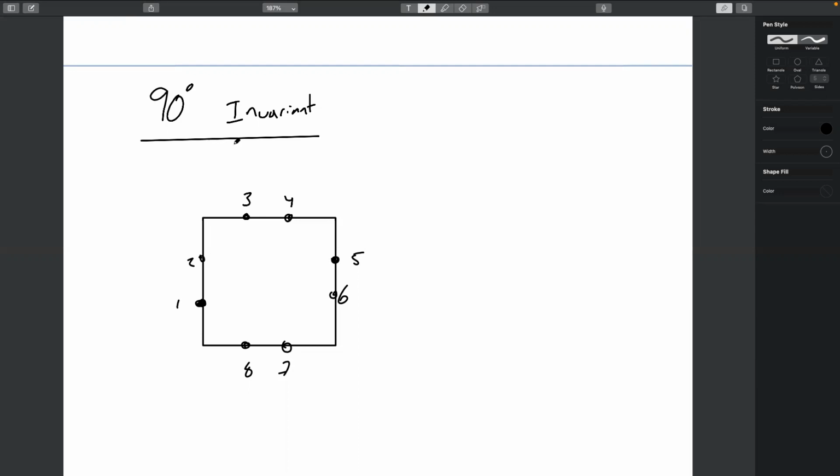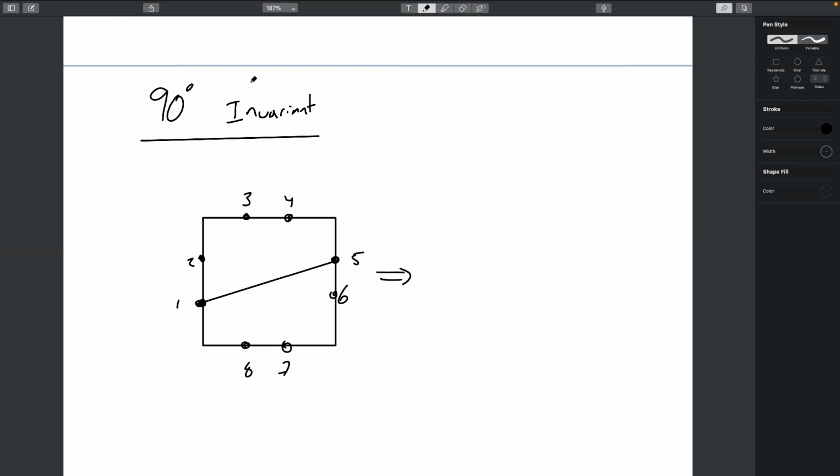So the first thing I thought when thinking about counting 90-degree invariant ones is, well, what if this was the first connection that I made? Then what can I do with the rest? Like where is 2 allowed to go? Okay, well, let's think about it. Let me think. This has got to go.